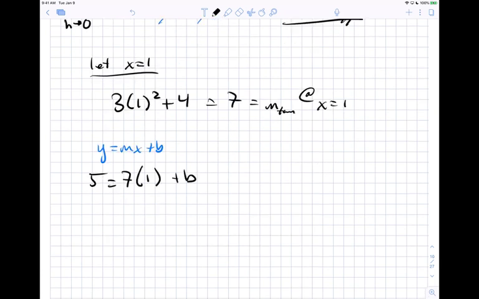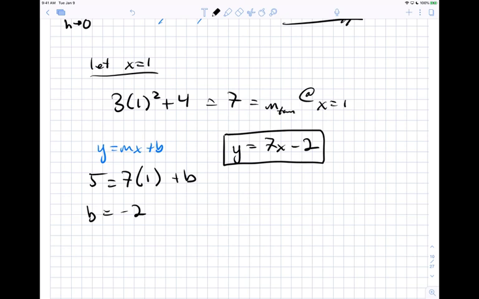So then b is going to be -2. So then y is going to be 7x minus 2. This is the slope of the tangent line. What I found was a derivative, which is telling us the slope across the function. So given any x, that will give us a slope.